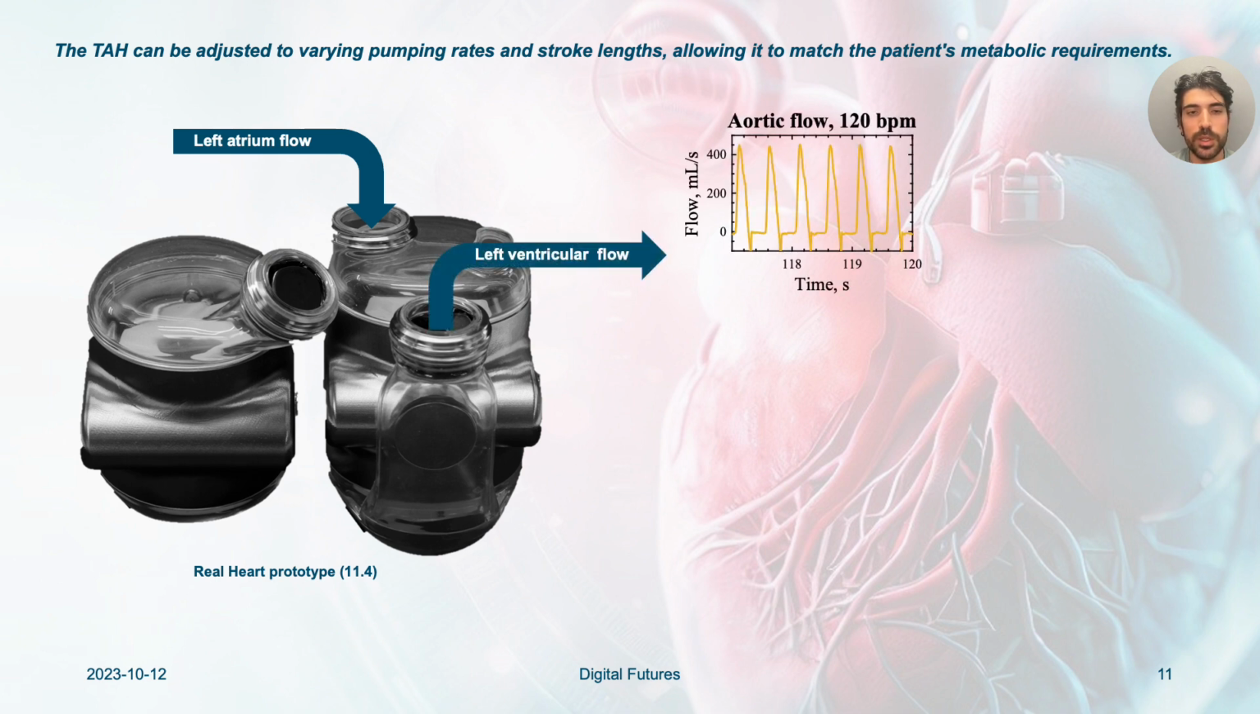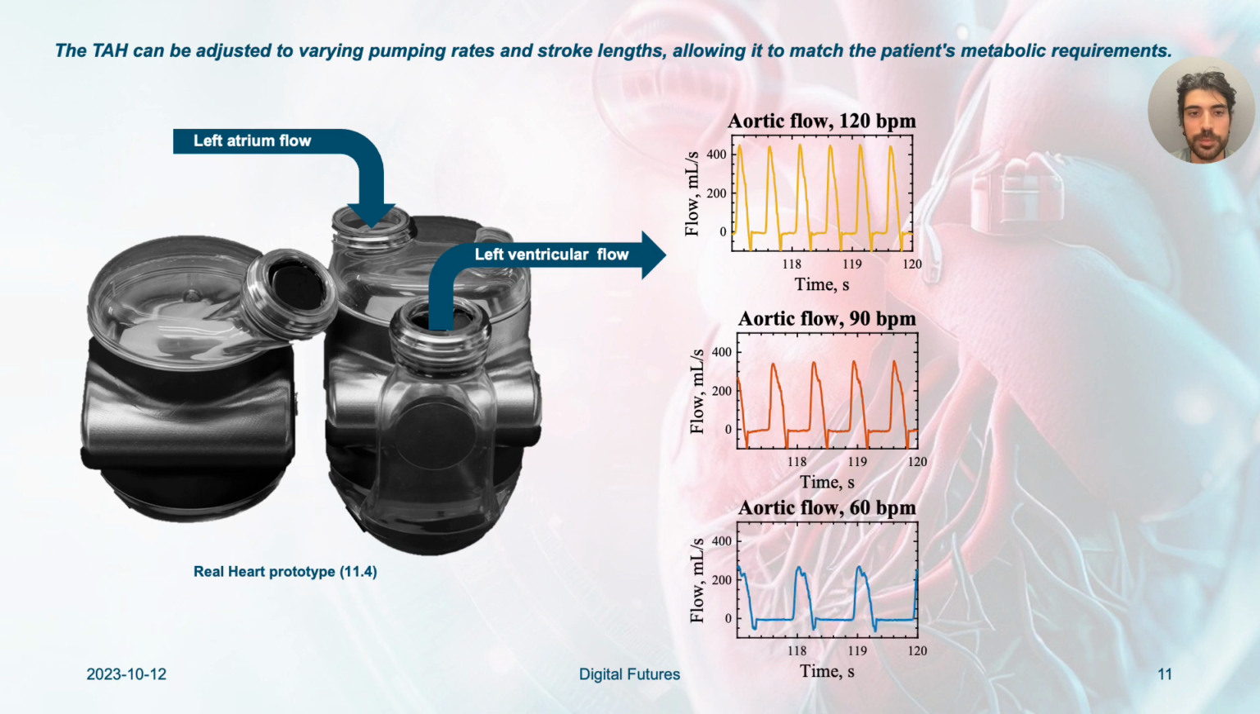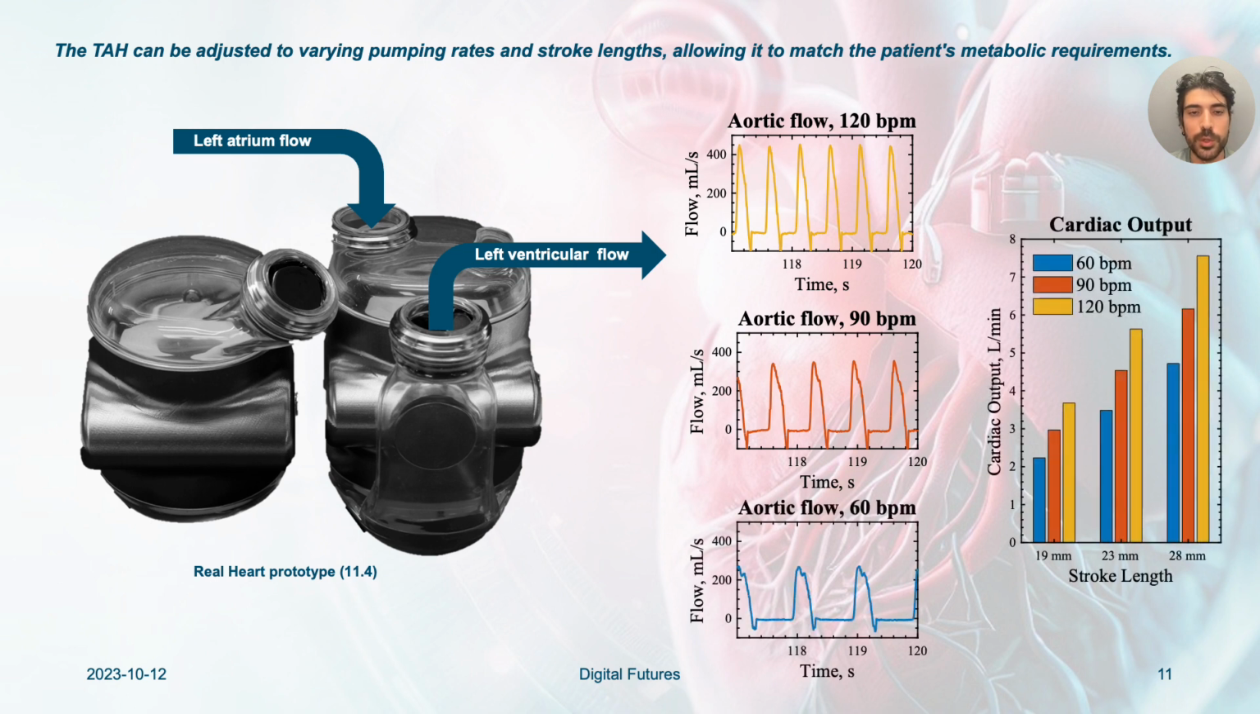For example, by adjusting the pumping speed of the total artificial heart, one is able to control the magnitude of the flow ejected by the left ventricle. More in general, different levels of cardiac output can be obtained by adjusting the stroke length and the heart rate. For reference, 5 liters per minute represents the cardiac output generated at rest conditions, and the total artificial heart is able to provide a cardiac output as high as 7.5 liters per minute, which can represent a moderate exercise condition state.